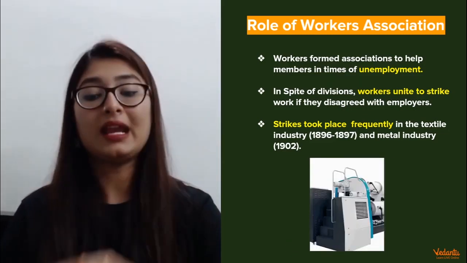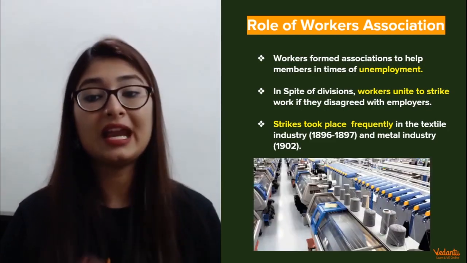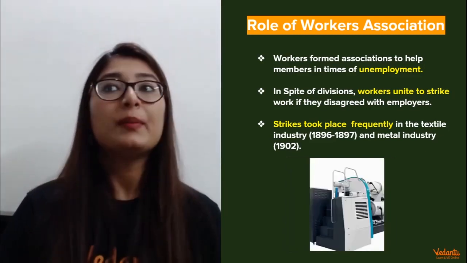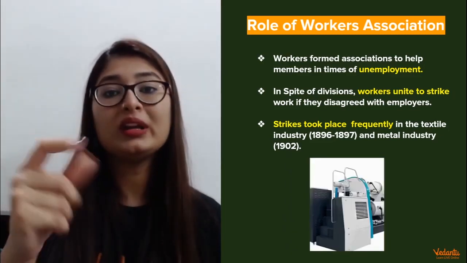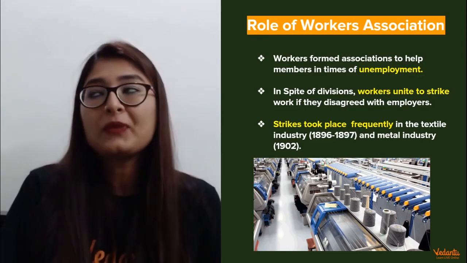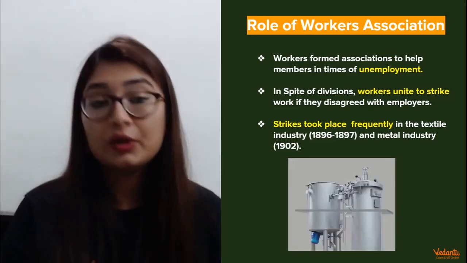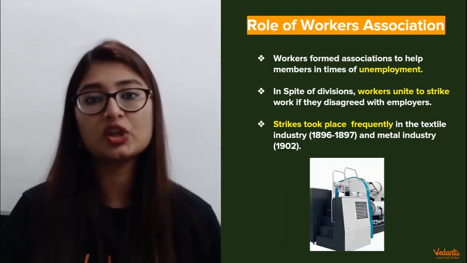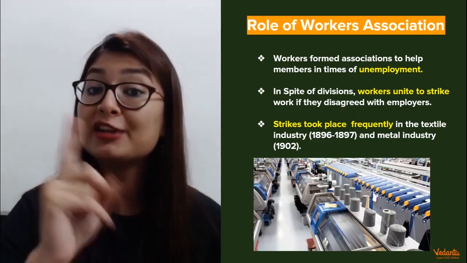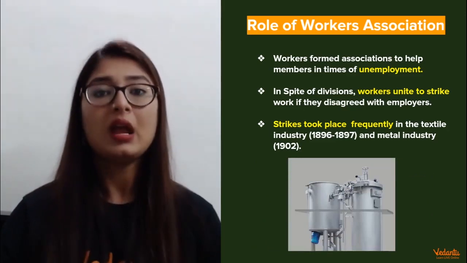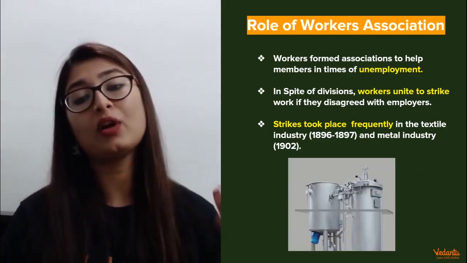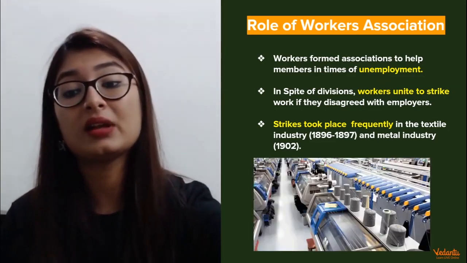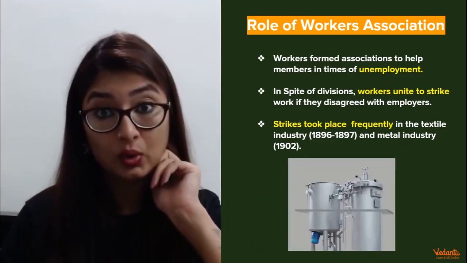But whenever it came to going on a strike, all of these laborers used to get united, because they knew anyone would go on a strike only when something unfair was done to that person. And if any unfair treatment is done to any of the brothers in the labor section, all of the brothers would stand together and go for a strike. As a result of this, from 1896 to 97, multiple strikes happened in the textile industry, and in the metal industry in 1902.